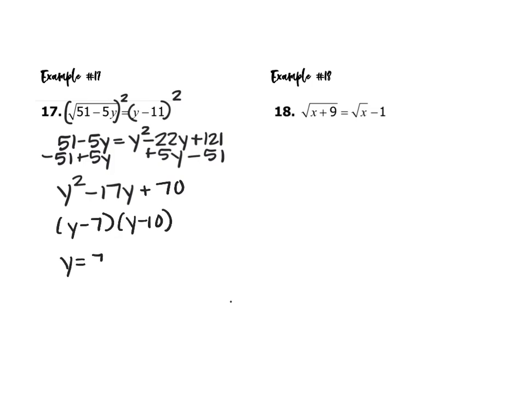So y can either equal positive 7 or y can equal positive 10. Now when I plug those back in, neither one of them work. They're both extraneous, which means there is no solution. And I want you to try example 18 on your own.